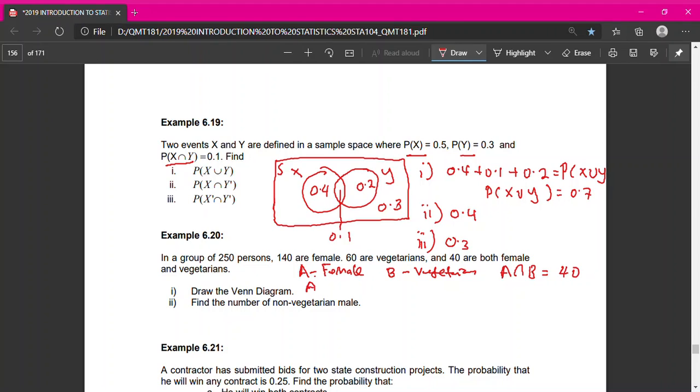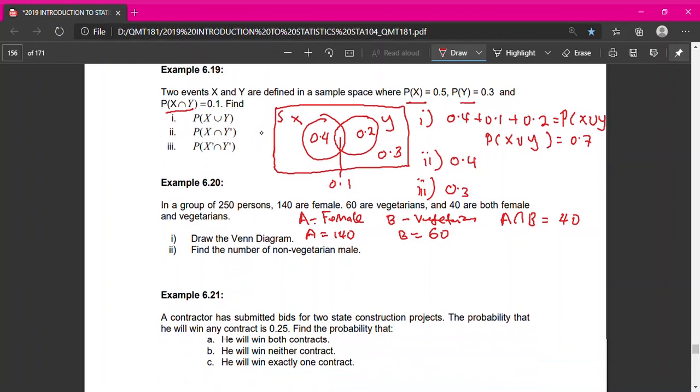Tadi A bilangannya adalah 140. Vegetarian bilangannya adalah 60. A intersect B 40. Okay, so buat Venn diagram, we have two event. Event A dan event B. So di sini kita tahu ada 40. And then event A pula kita tahu ianya 140. So di sini dah ada 40. So di sini 100. Okay. Event B pula adalah 60. A intersect B 40. So di sini will be 20.